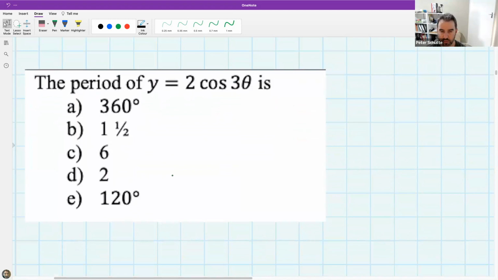What is the period of this graph? What is the period of this trig graph that is not a simple trig graph? It is a trig graph that has had some changes happen to it. So you have to ask yourself, which one do I need to look at? Do I need to look at this 2 over here? Or do I need to think about this 3 over here? And this is where we need to know what effect these have.